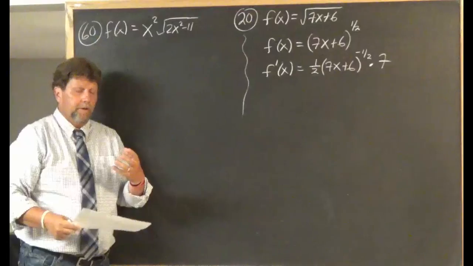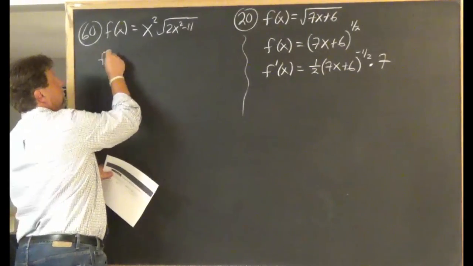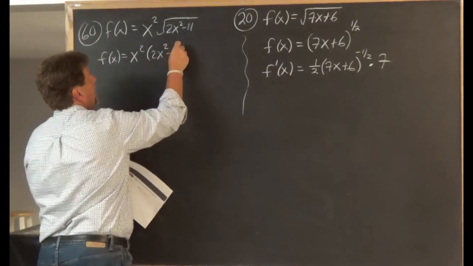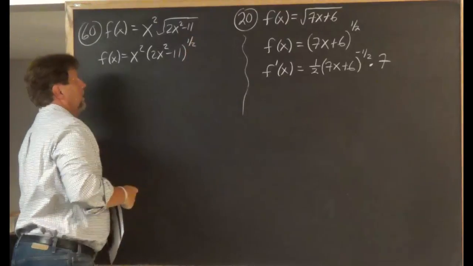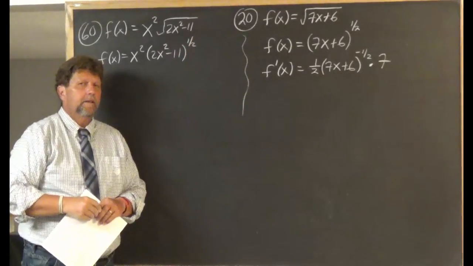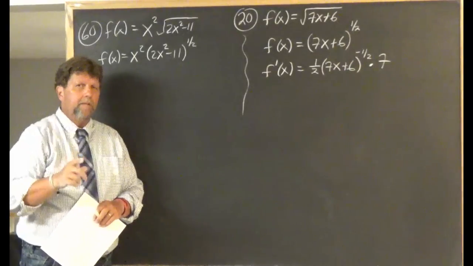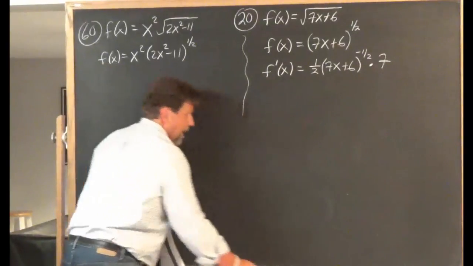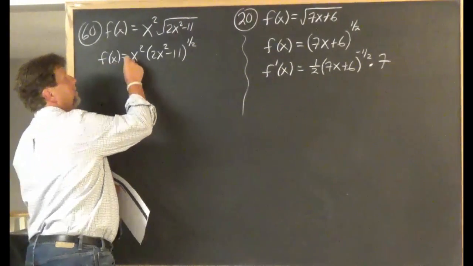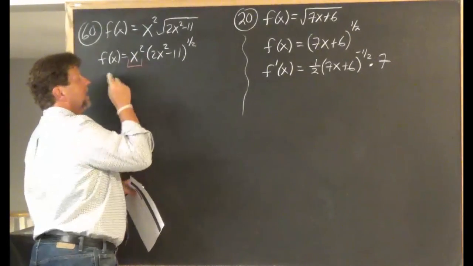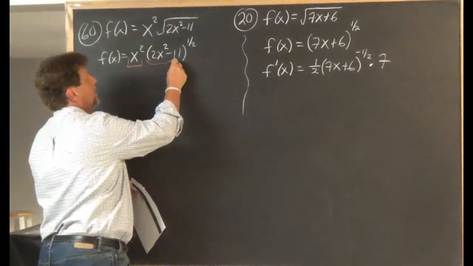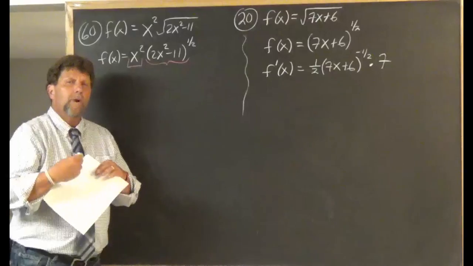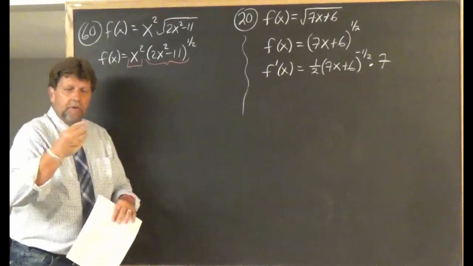All right, I'm going to start off with a little bit of algebra first. I'm going to rewrite that square root as an exponent of 1/2. And now it's time to get the derivative. Now keep in mind here, you have another rule in play. You have the product rule. You have the function x squared, and it's multiplied by the function 2x squared minus 11 to the 1/2 power. So we have to remember the product rule.